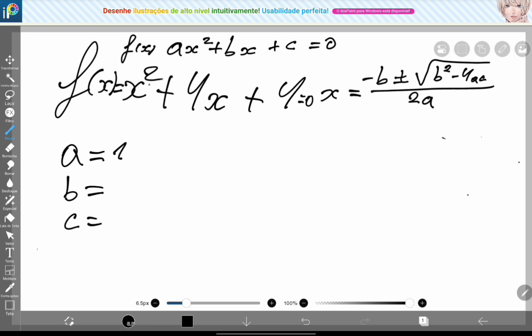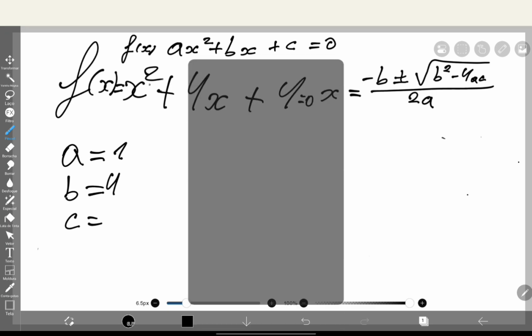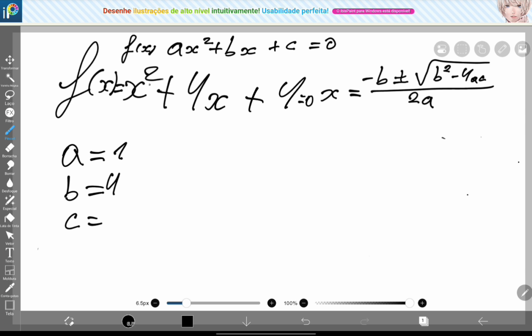Now let's get B. If y'all are smart like me, y'all can see that this is B plus 4, because B is always multiplied by x. So B is plus 4 or 4, call it whatever you want. But if it's a minus, y'all have to put minus in there, by the way. C is the independent factor from this equation. I keep calling it equation, function. I don't know.